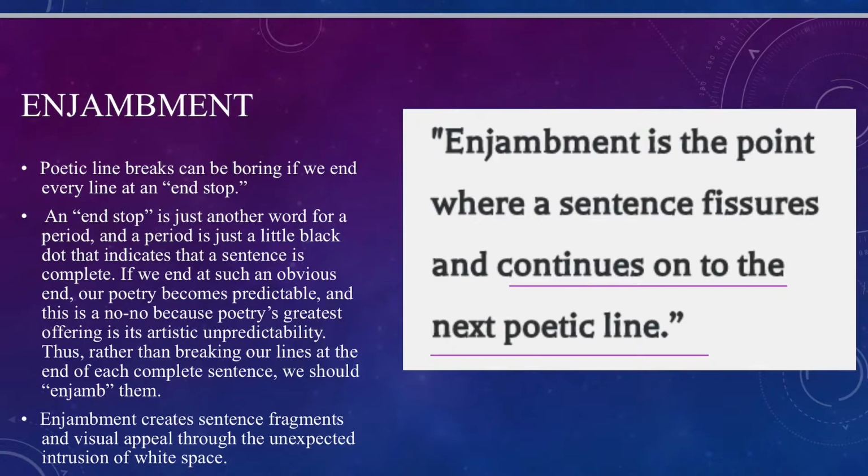On the right, I have an example of enjambment. Enjambment is the point where a sentence fissures and continues on to the next poetic line. Do you see how the same thought is flowing into the next line? Each line itself is not a complete sentence. That's what we want with poetry. We want a flow. So this enjambment is a great way to make an interesting style in poetry.